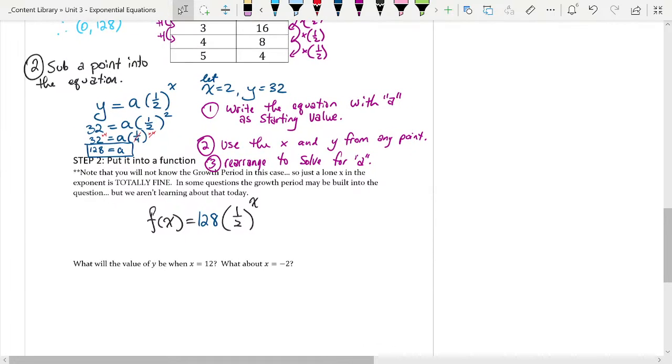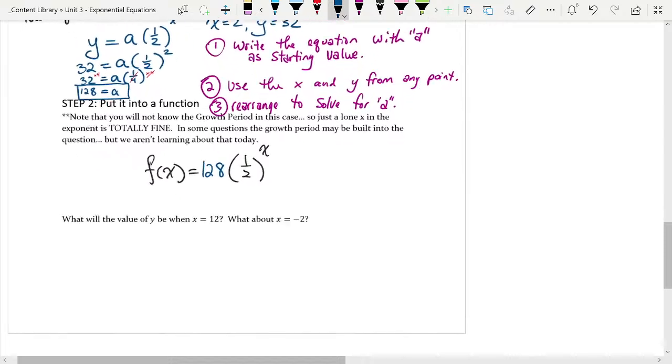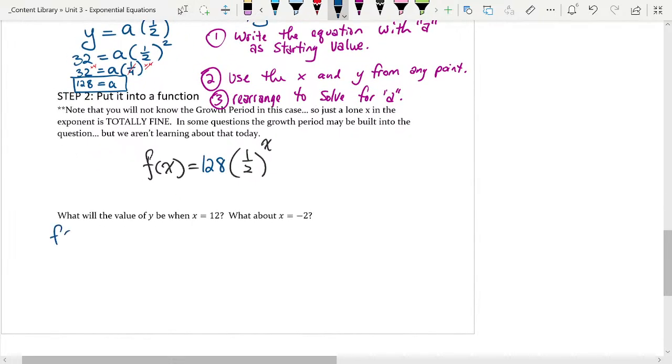And now, what if x equals 12? What if x equals negative 2? How would I solve for f at x equals 12? F at 12 is what?